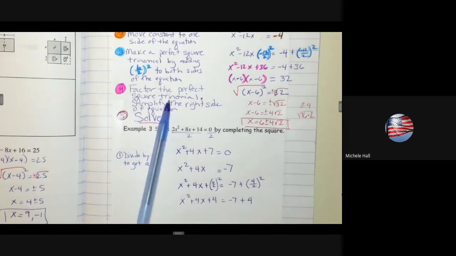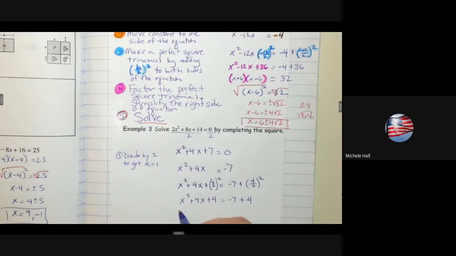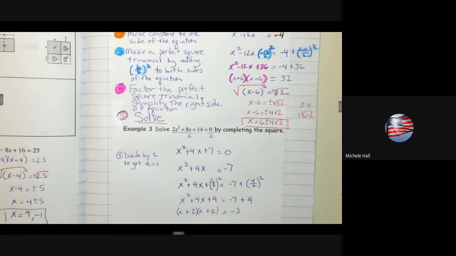equals negative 7 plus 4. Factor the perfect square trinomial. We have x times x, 2 and 2, and that would be positive 2 and positive 2 multiplied to 4, and add to 4. Equals, simplifying the right side, negative 3. X plus 2 squared equals negative 3. Now we're ready to solve.